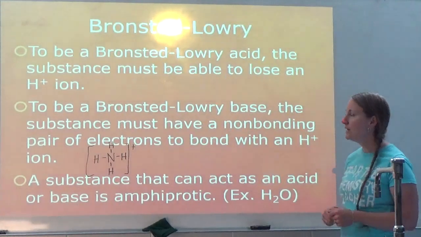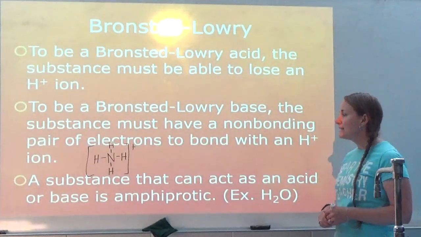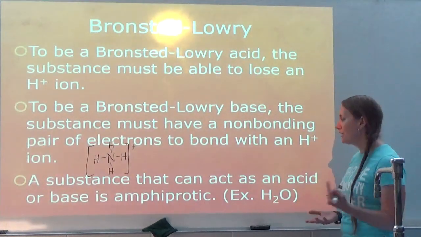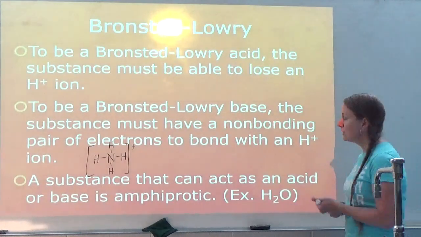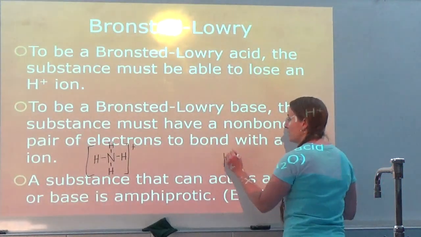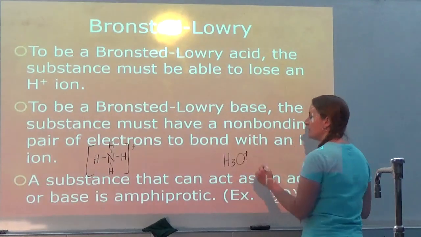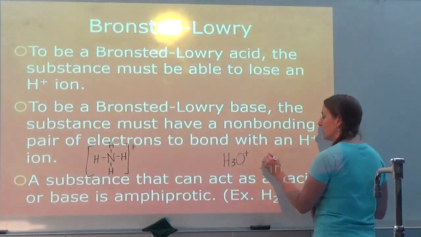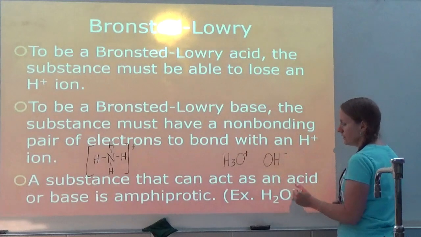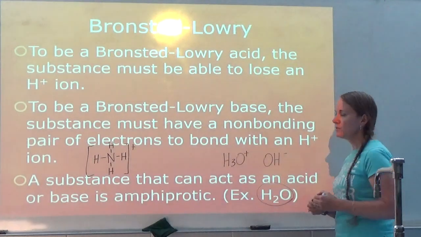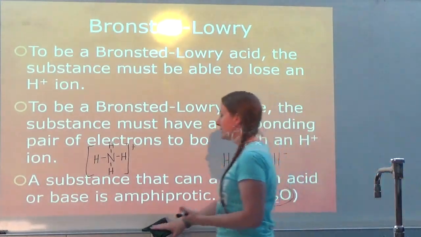A substance that can act as an acid or a base is called amphiprotic. An example is water, because water can accept a hydrogen and become H3O+, or it can lose a hydrogen and become OH-. So water is an example of something that is amphiprotic. It can act as an acid or a base.